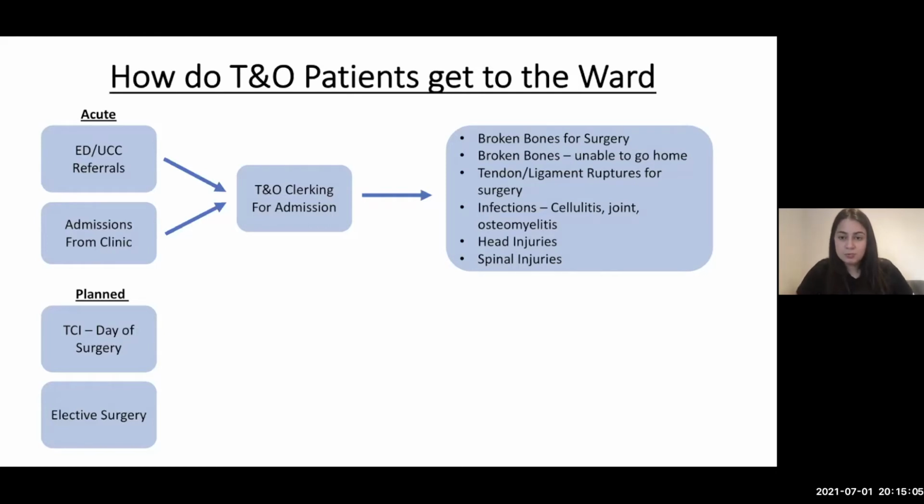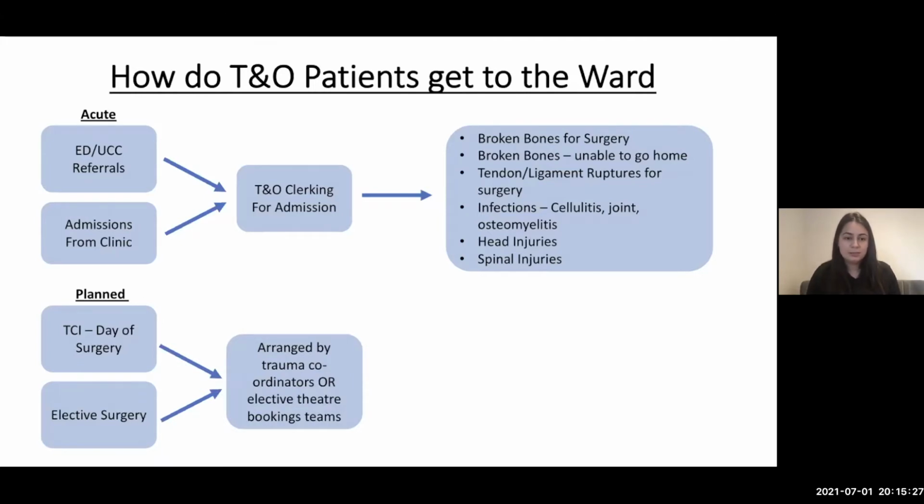In our hospital and some hospitals, orthopedics also takes the head injuries through A&E. So this includes any bleeds inside the brain, which the neurosurgeons just would like to admit for observation. And we also take spinal injuries, which includes fractures or ligament injuries.